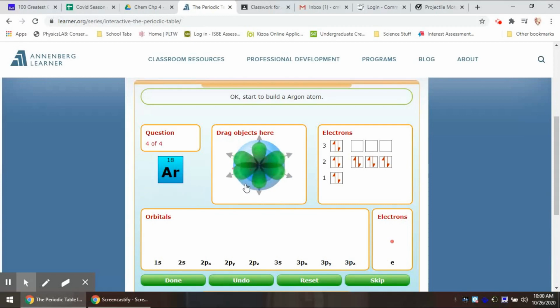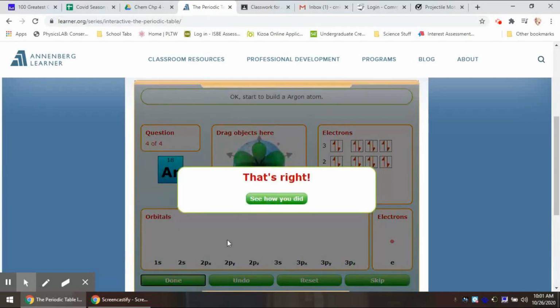So notice again, they're bigger because we are in a higher energy level. 1 in each. 1, 2, 3. So we're at 12, 13, 14, 15. Now we can double up. 16, 17, 18. So these would be where all of our electrons will be located for argon. And that's right.